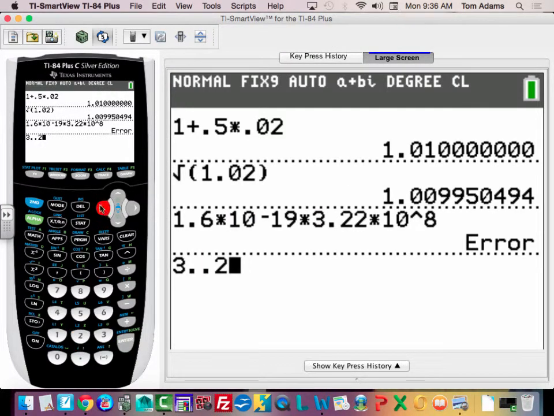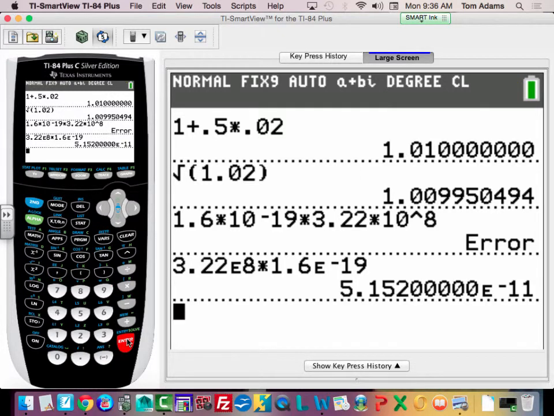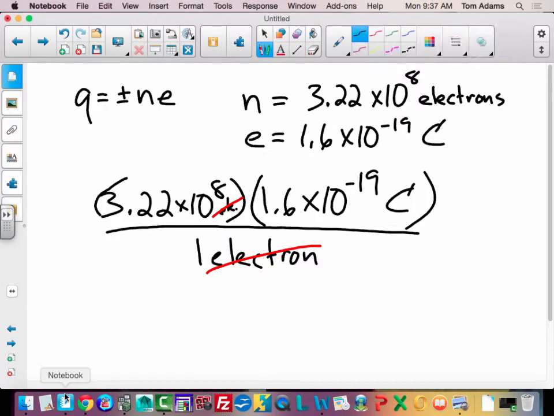All right, let's just show it this way. 3.22, we'll use the double E, times 10 to the 8 times 1.6 times 10 to the negative 19. There we go. So we got roughly 5.15 times 10 to the negative 11 coulombs.